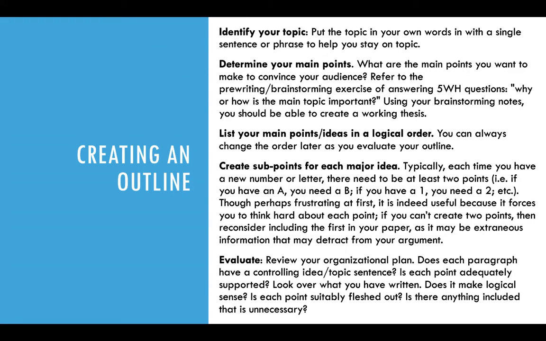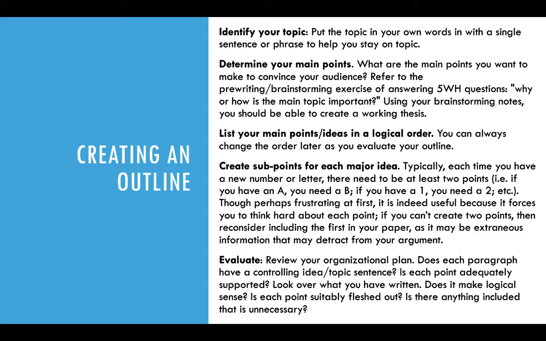So typically each time you have a new number or letter, there needs to be at least 2 points. In other words, if you have an A, you need to have a B. You can't have a main point and only have one little example of support. You should have at least 2 for everything. Though perhaps frustrating at first, it is indeed useful because it forces you to think hard about each point. If you can't create 2 points, then reconsider including the first in your paper, as it may be extraneous information that may detract from your argument.